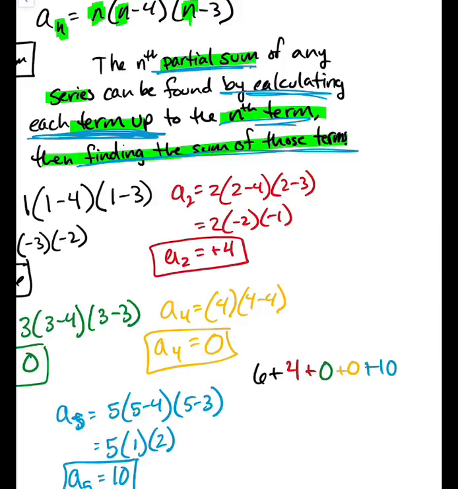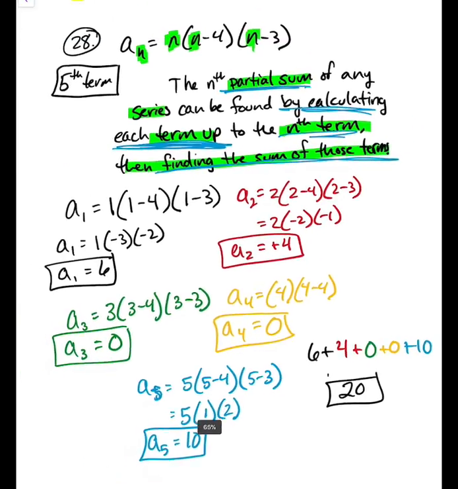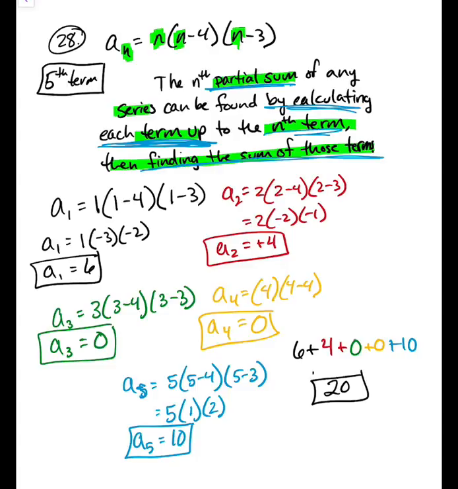So then the value of all of these terms is 6, that's 10, that's 20. So that is the partial sum, the fifth partial sum of this sequence is 20. Okay? So again, the fifth partial sum for this one is 20.